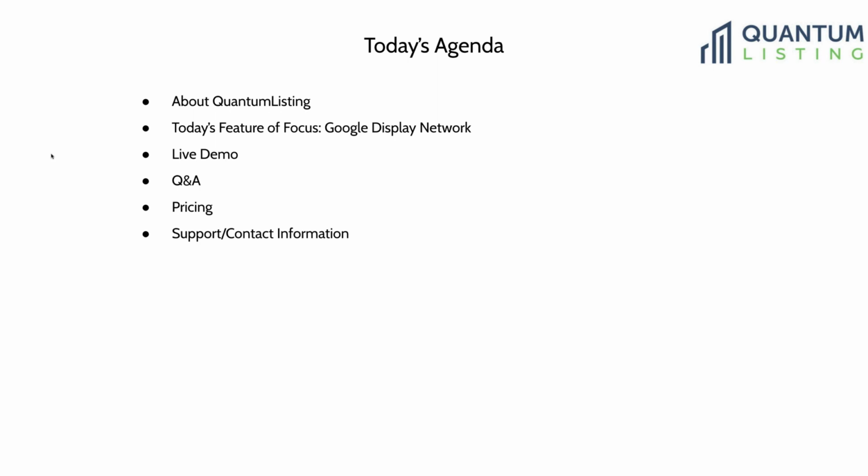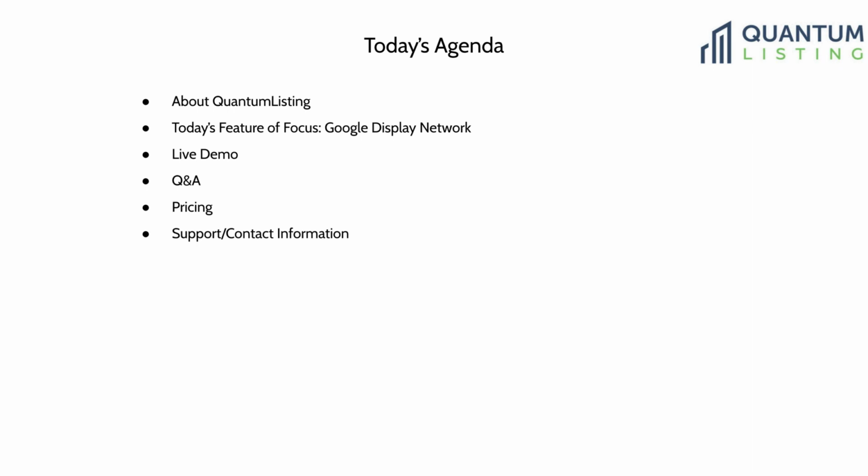So let's have a look at today's agenda. First, for those of you that are new to QuantumListing, we'll give you a minute or two on what QuantumListing actually is, and then we will dive right into the Google Display Network. We'll talk a little bit about it, and then we'll go to the site and show you how you can take a Google Display Network ad through QuantumListing. And we will field all of your questions and hopefully have answers, and we'll talk about what it costs and how to get in touch with us.